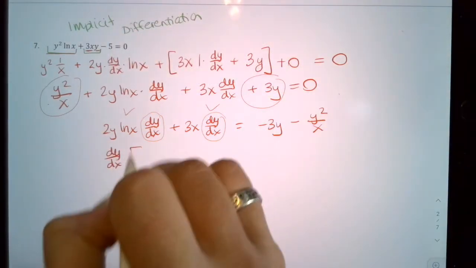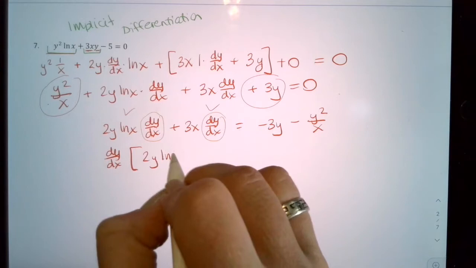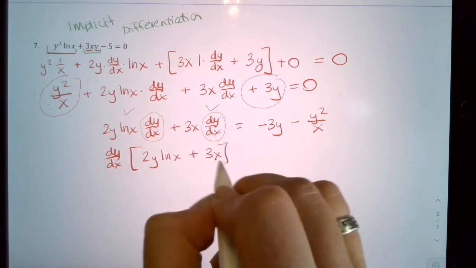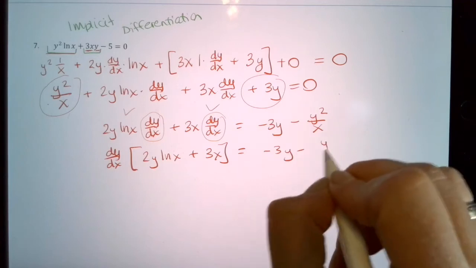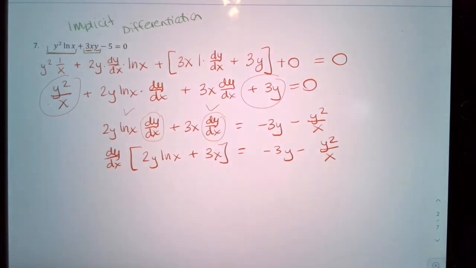That happens to be exactly what I'm trying to find, right? I'm trying to find the derivative. There it is. And then I don't really mess with this side. It just kind of is.